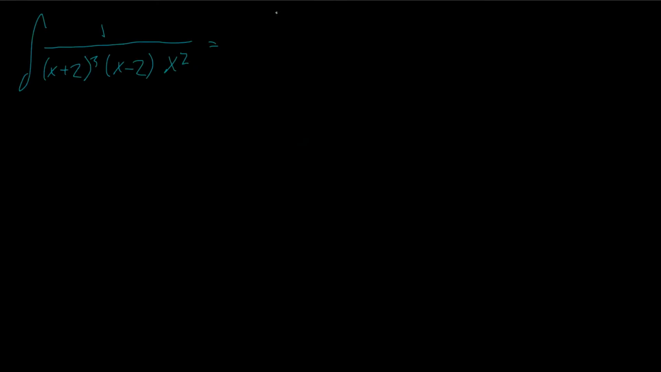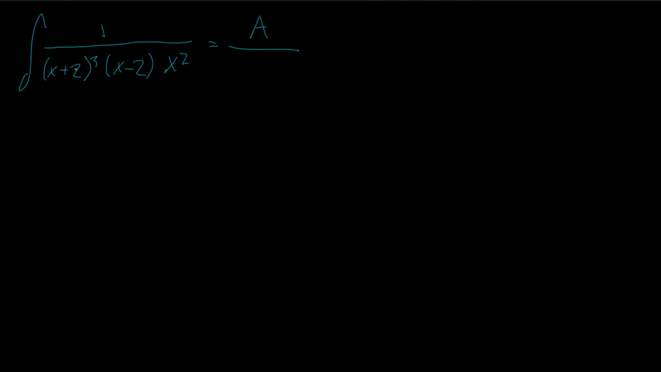Now you may think that in order to break this down, you might have a over x plus 2 cubed plus b over x minus 2 plus c over x squared. And if you thought that, you'd be wrong. Maybe you thought that it was a over x plus 2 plus b over x plus 2 plus c over x plus 2, right? Because you have three of them.